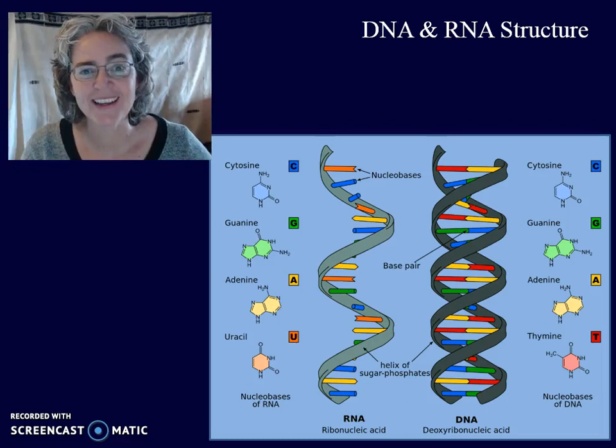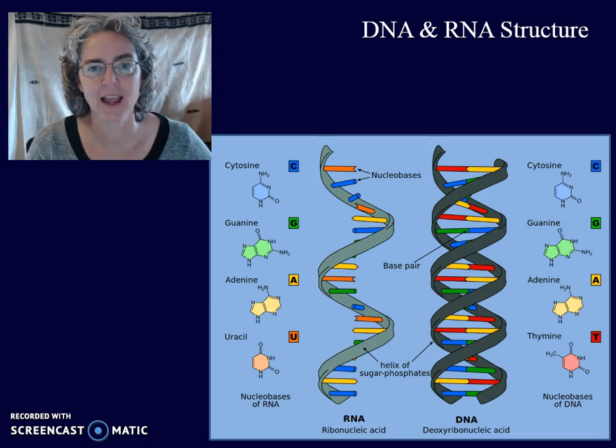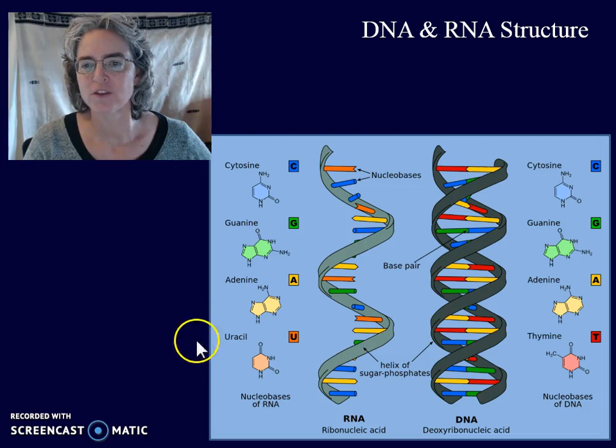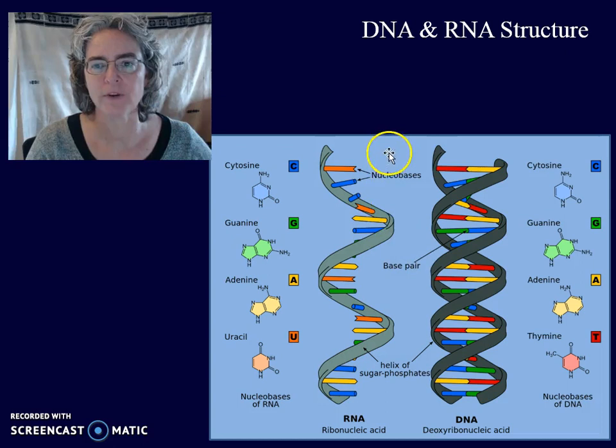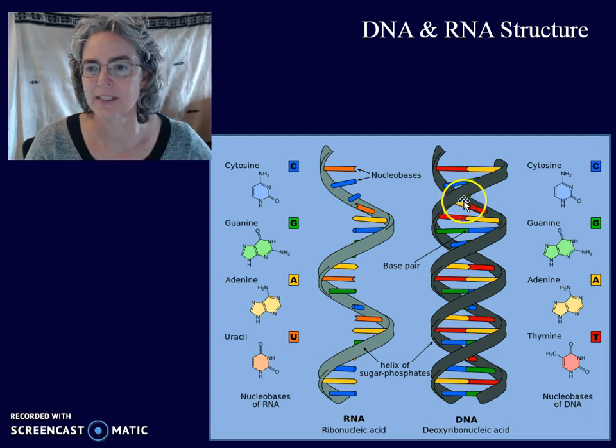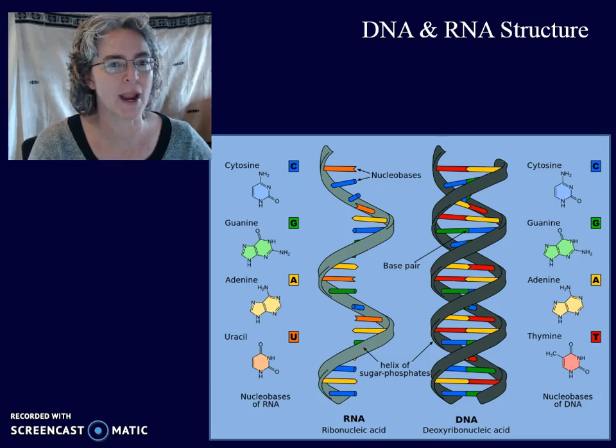Okay, we're talking about genetic material, DNA and RNA molecules, and their structure. So what we've got right here is a DNA molecule and an RNA molecule, and our DNA has the structure of a double helix. So there's two strands.